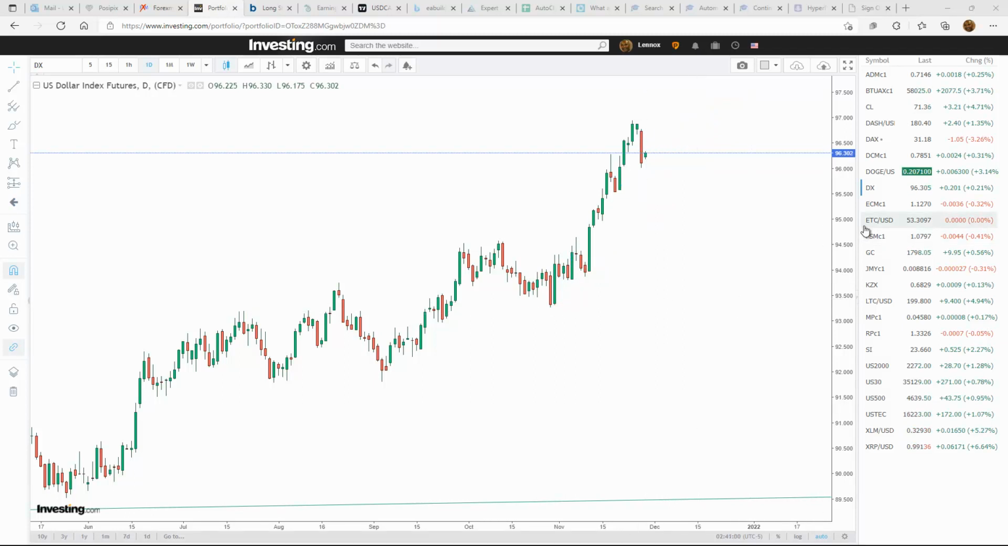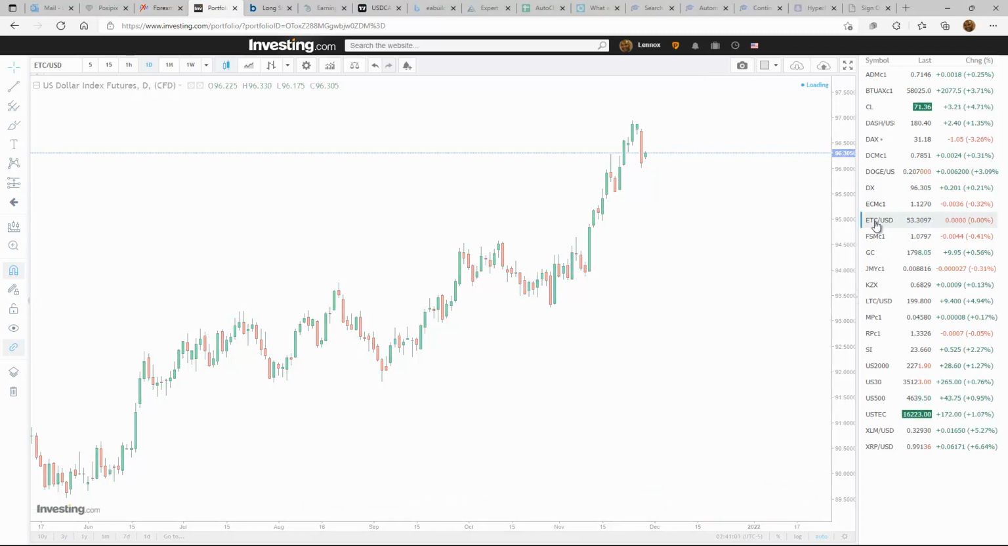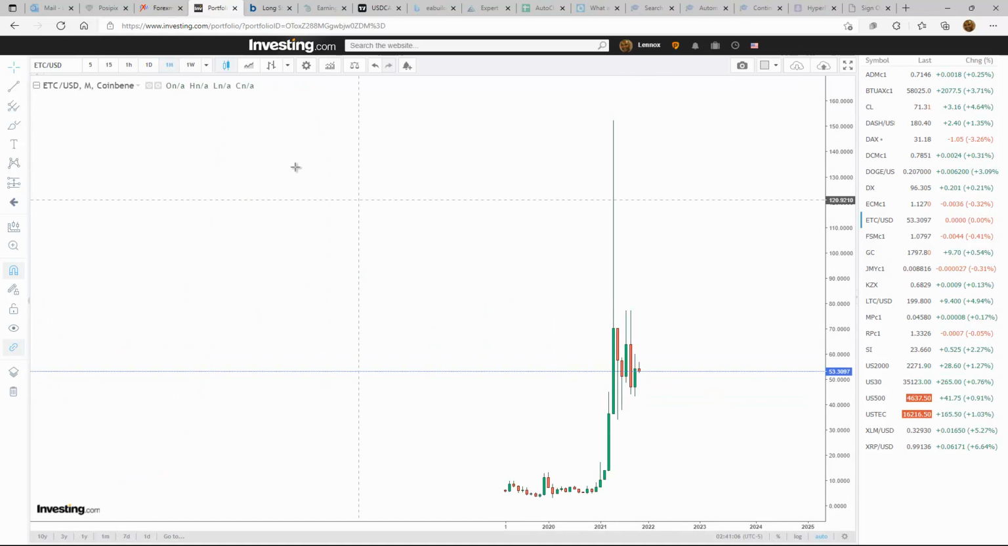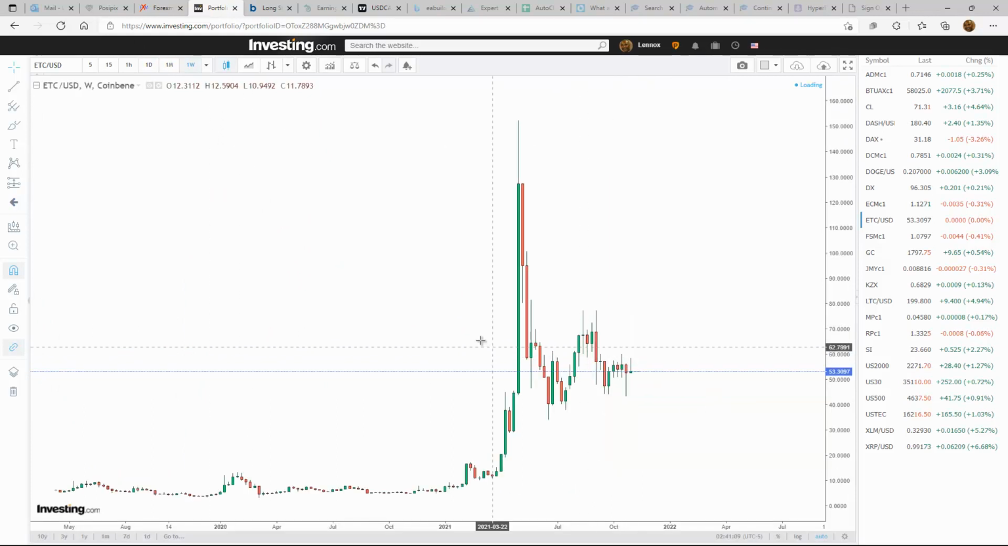All right, let's take a look at Ethereum. Let's go to the monthly. Ethereum still stuck. You can see still stuck in that same range. So we're inside of a range, and we've been looking at this in the last while. We're inside this range, so we could stay in here for a while, and that's what it's looking like.